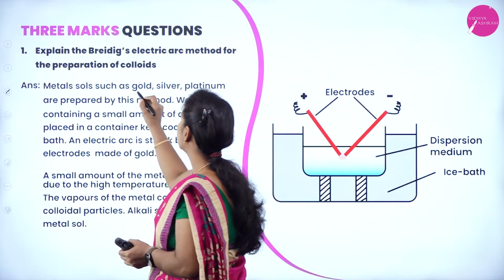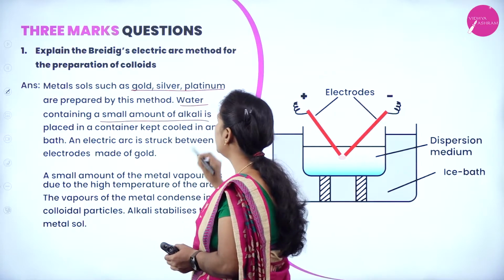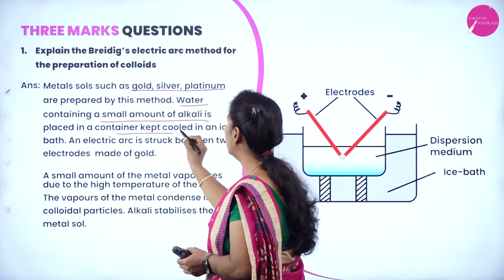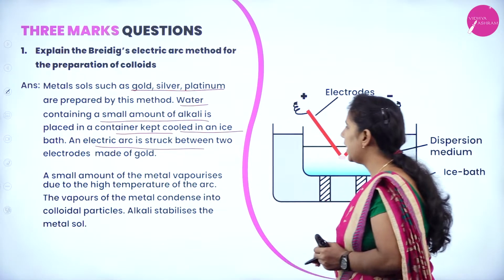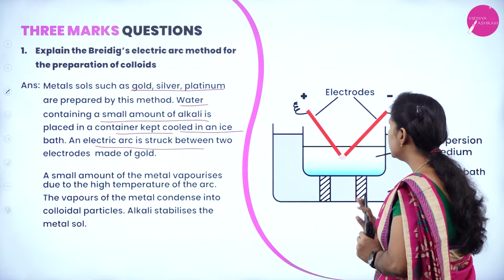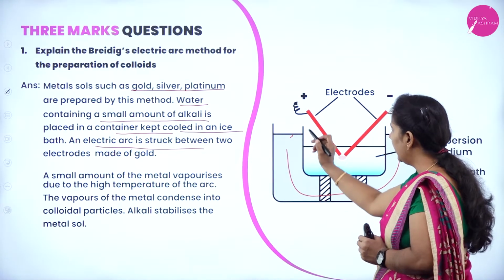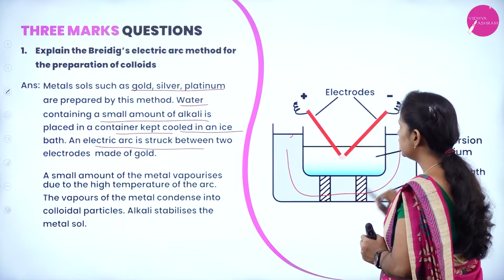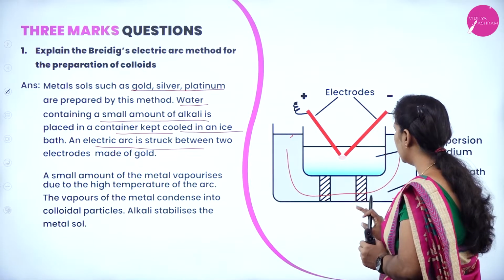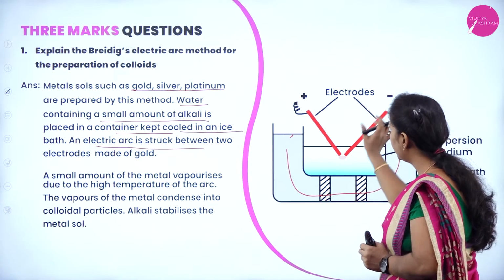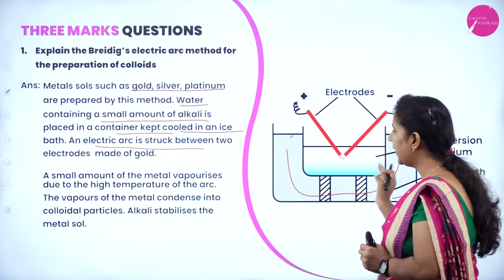So metal sols such as gold, silver and platinum are prepared by this method, and the water containing a small amount of alkali is placed in a container and kept in a cooled ice bath, and the electrical arc is struck between the 2 electrodes which are made of gold. So here you know they have taken the ice bath. You can see that this is completely an ice bath. Inside this they have placed a container which has a small amount of alkali, and also they have kept the water, okay? And also you can see that they have placed the 2 electrodes and they are struck between this solution. What will happen when we apply the electrical field?